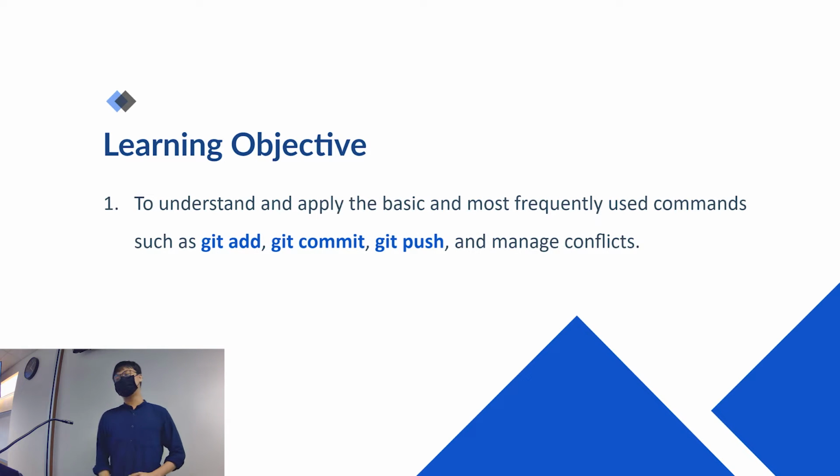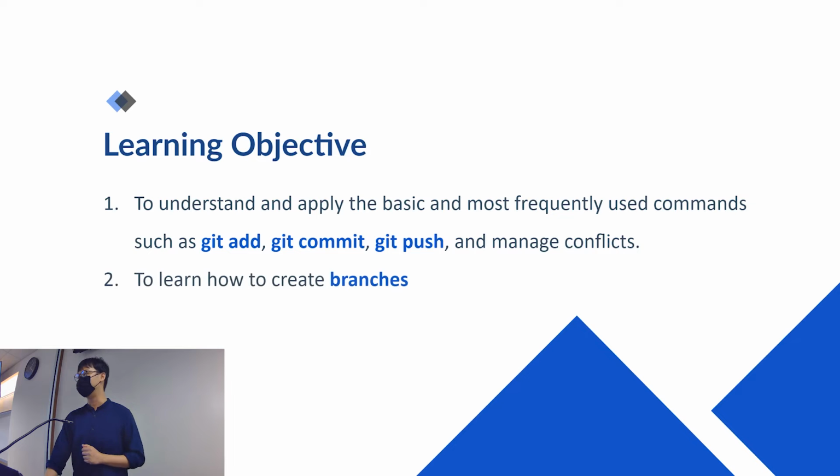Okay, so let's start with our learning objectives. Firstly, we just want to understand how to make use of all these individual commands in Git Bash first. So we're going to make use of command lines at the start for you guys to understand how this whole entire GitHub works. Because why would I need to use GitHub in this case? Then followed by creating branches and applying CI.